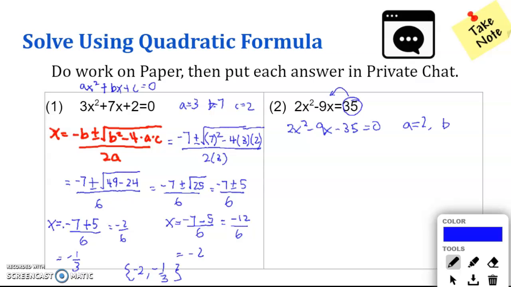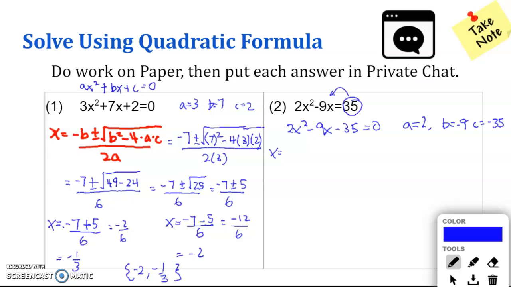What's b? B is not 9, but negative 9. Don't forget the negative sign. And c is negative 35. Okay, then I am going to use my quadratic equation, and I would like you to get in the habit of writing it out every single time.